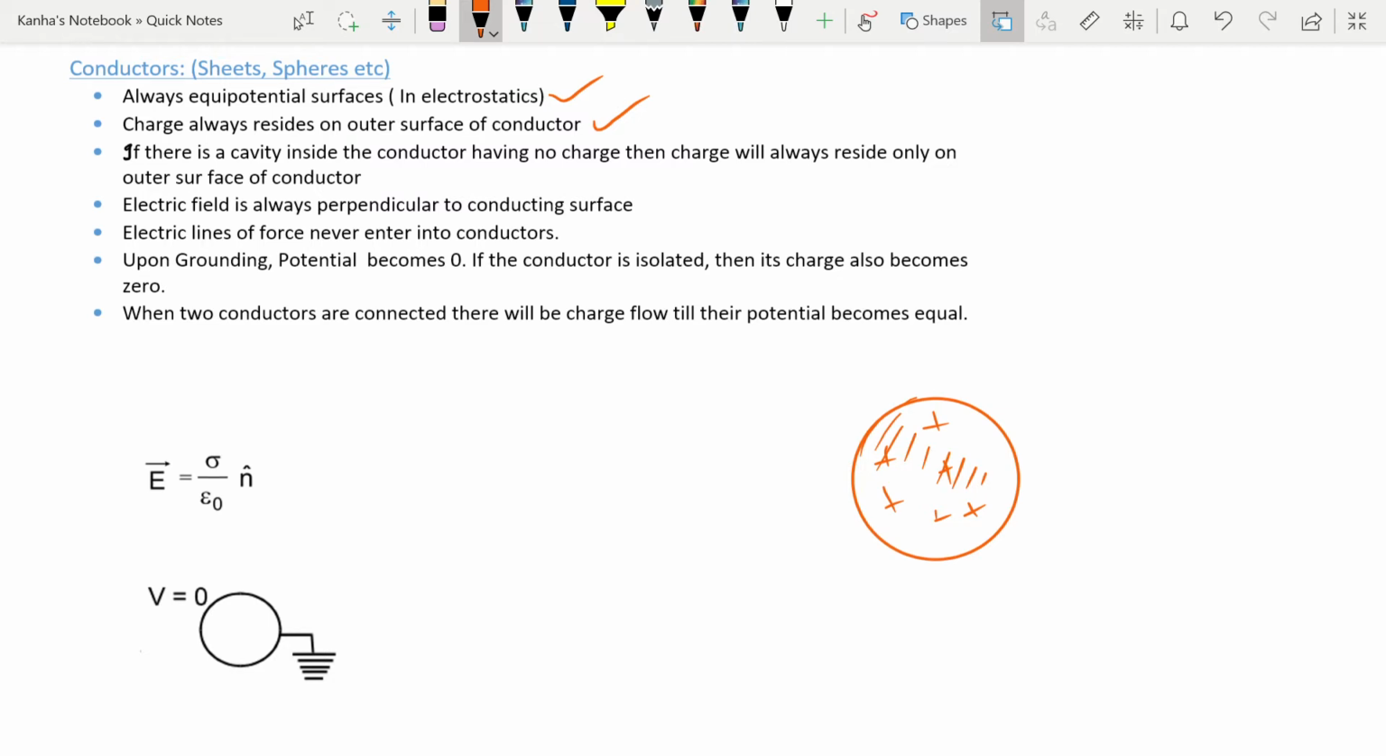Next, you should notice the third point, which says that if there is a cavity inside the conductor having no charge, then charge will always reside only on the outer surface of the conductor. This is just specifying the exact condition in which the second point is valid. This was my normal conductor. If this has a cavity inside it, okay, and there is no charge in this region, then the charge that is there in the conductor will only reside on the outer surface. Okay.